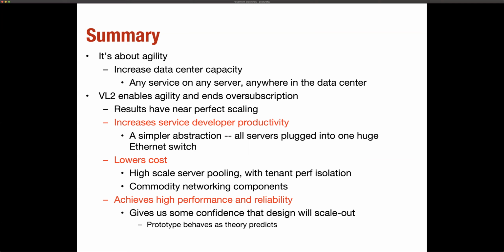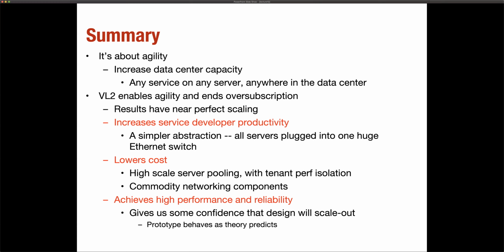It definitely lowers the cost. High scale server pooling is possible. We can isolate tenant performance as we were looking at earlier, at the service level or the tenant level, where different services can be owned by different tenants. It leverages all the commodity networking components that are available right now and does not require using specialized vendors to build switches or routers for you. You can just use commodity resources. It is able to achieve high performance and reliability.